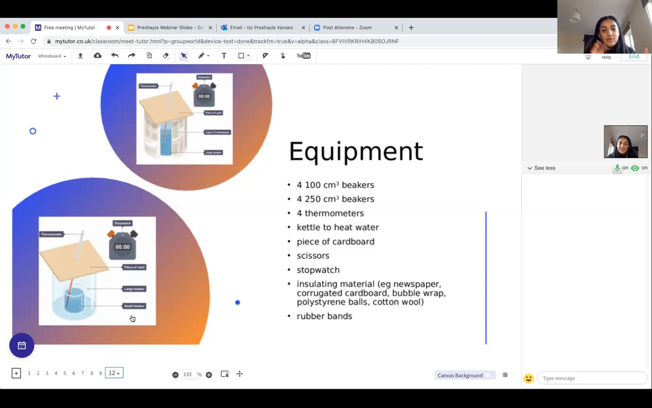Pour our kettle in, start the stopwatch. Come back 10 minutes later, what temperature has it got to? Whichever has the smallest drop was the best insulator. That's really how it works.